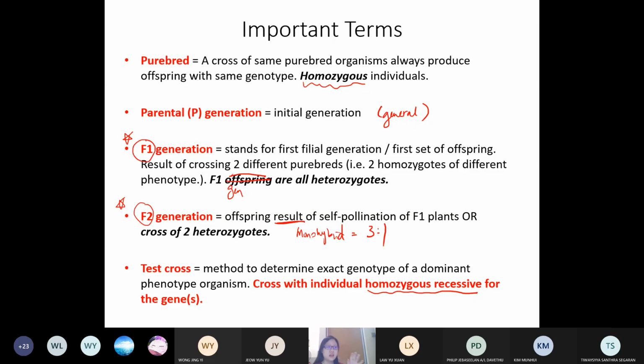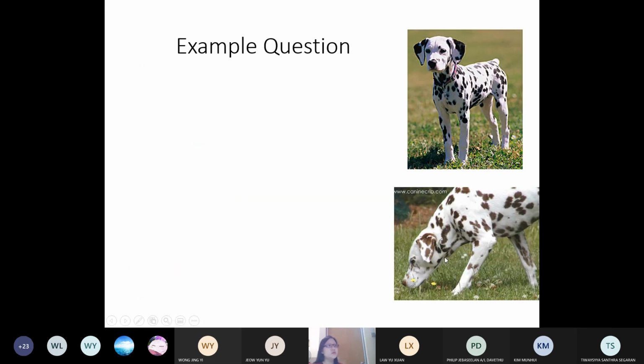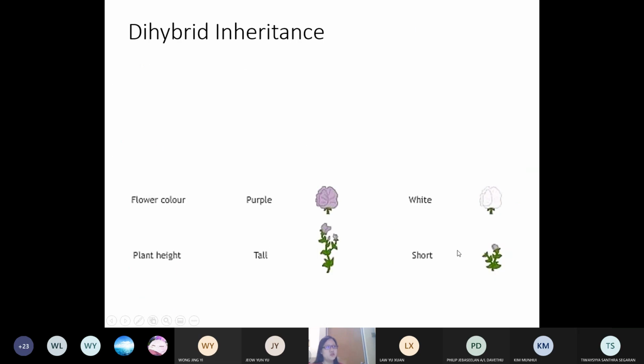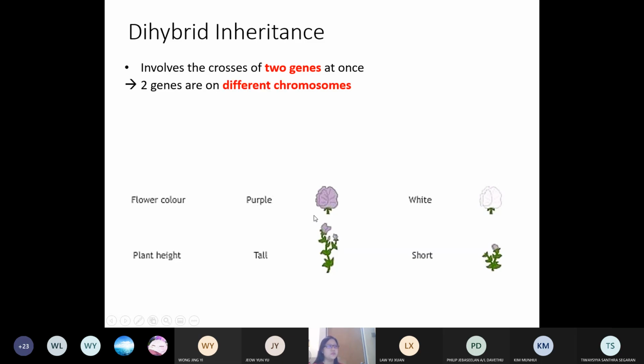Now with this settled, we can move on to dihybrid, which you already know, which means I can go faster. But I'm going to go through it just in case you don't remember. As I said, in monohybrid inheritance we're talking about one gene, one trait, either tall or short. But dihybrid inheritance is about crosses of two genes at once. Now we're going to add purple and white flowers into the mix as well.